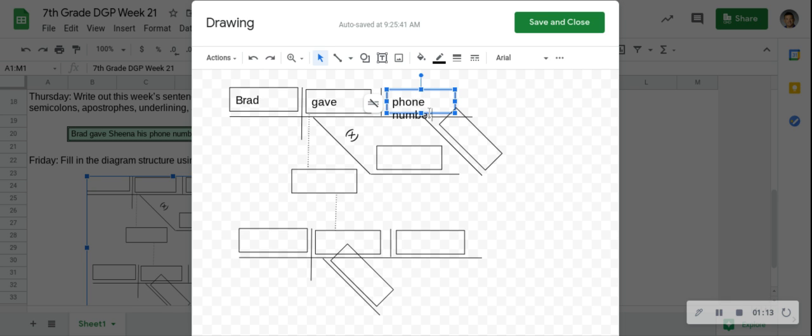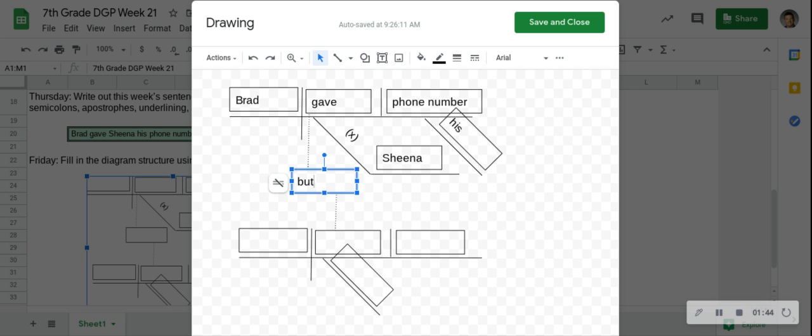Brad gave phone number. Very specifically, he gave his phone number, right? So he gave his phone number. Brad gave phone number. Indirectly, right? Who was affected by gave? It was Sheena. Brad didn't give Sheena. Brad gave phone number. Indirectly, that affected Sheena. That's what an indirect object is: that they're indirectly affected by the verb.